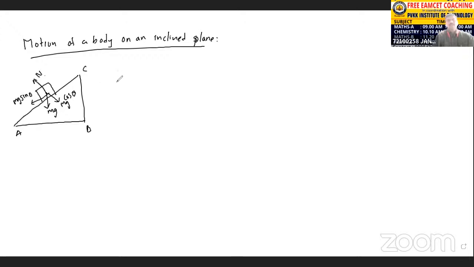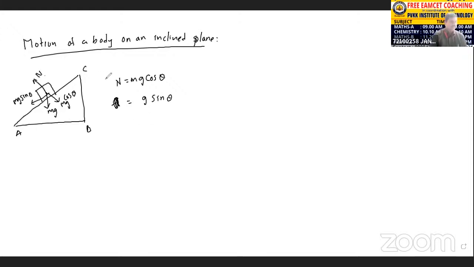So the normal reaction on the inclined plane is N equal to mg cos theta. We know that on a horizontal surface N is equal to mg, but on an inclined surface the normal reaction N is equal to mg cos theta. Frictional force acts in the upward direction along the plane, and the body moves downward. Acceleration A is equal to g sin theta.